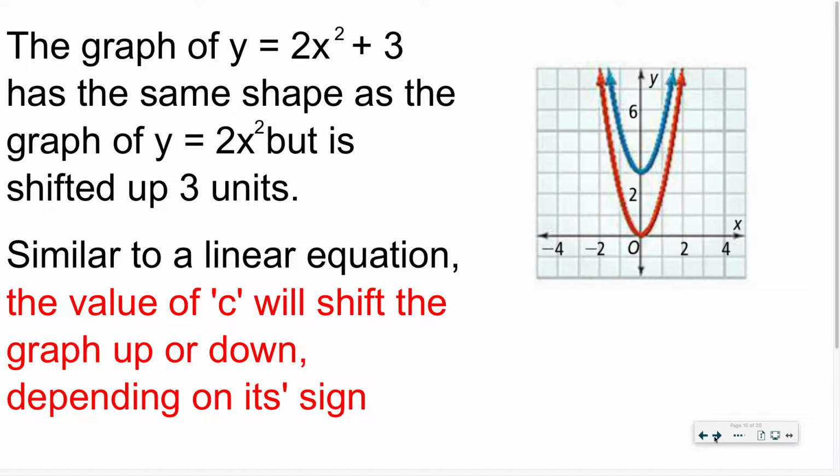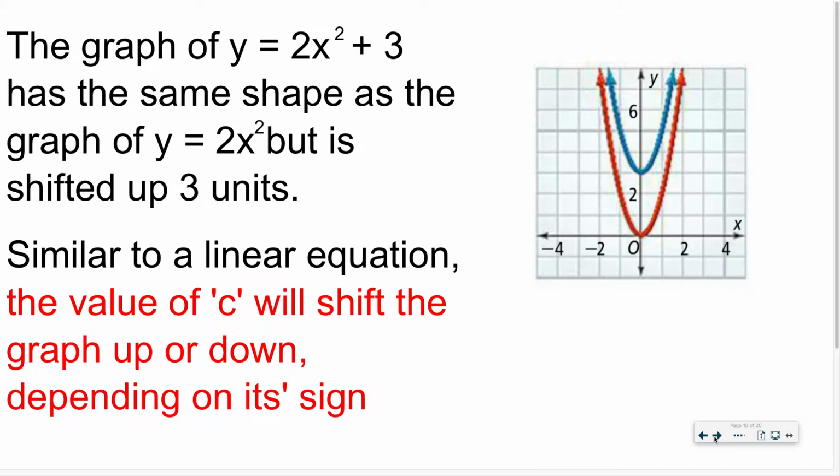So if they're the same, then they have to be the same shape and direction. But similar to a linear equation, that c value is going to move our line up and down. So that's what's going to move it. If it was positive, it would shift it up. If it's negative, it's going to shift it down. That represents your y-intercept. Right now, that is on the axis of symmetry. It will not always be.